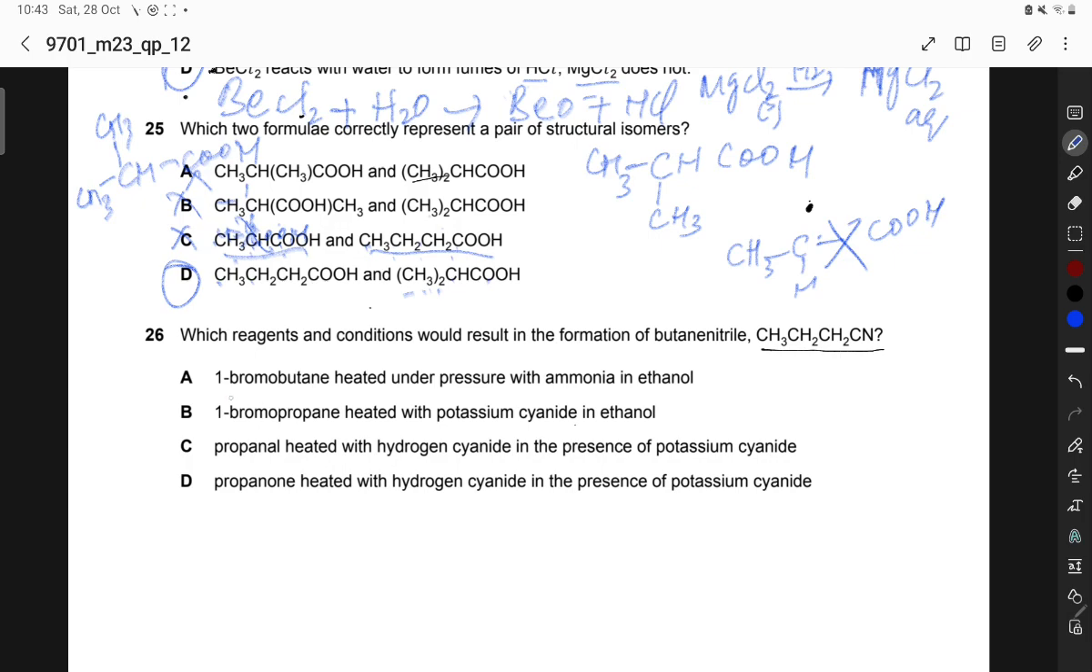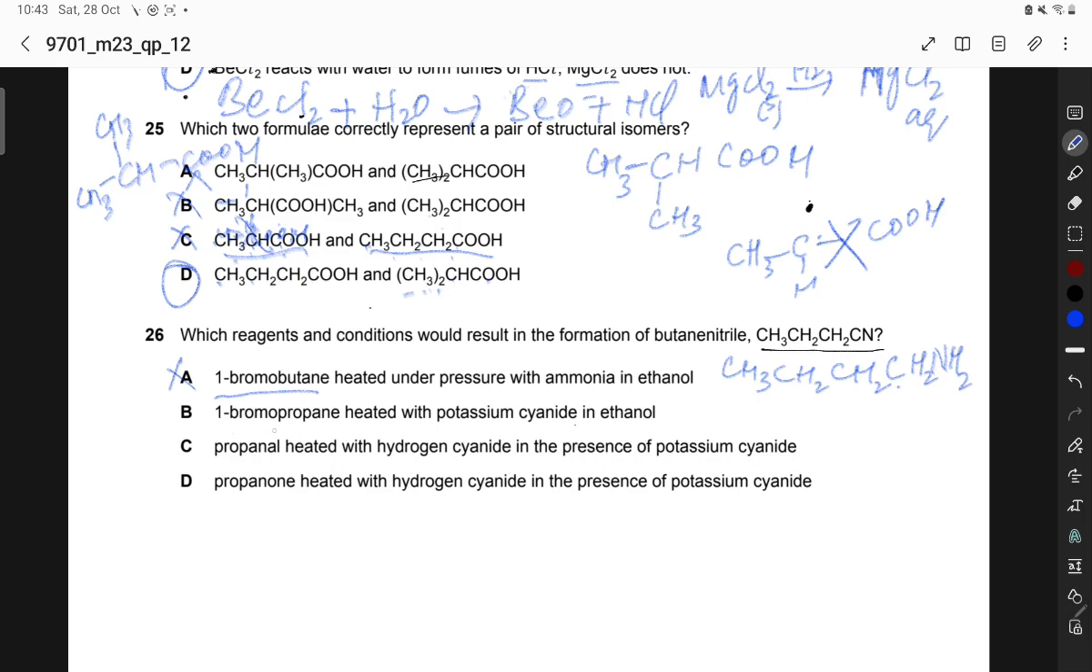No, this is incorrect because in this case CH3CH2CH2CH2NH2, butylamine, is formed. So this is incorrect.